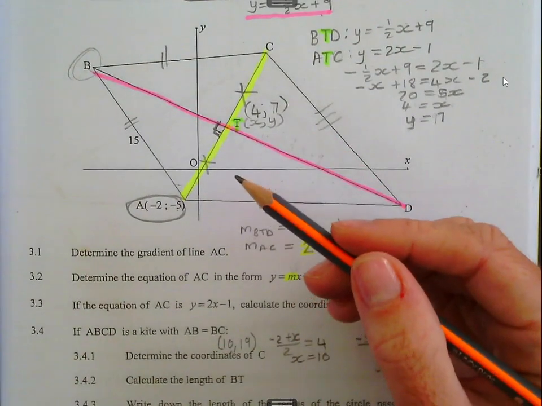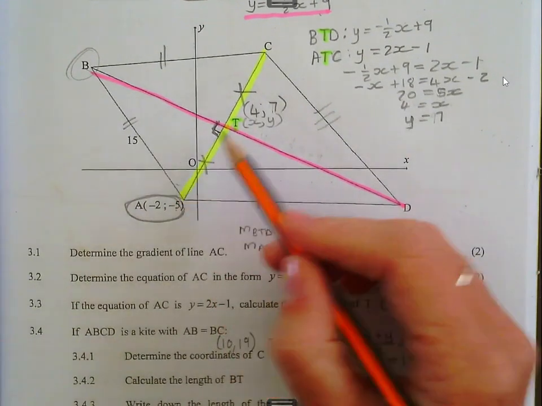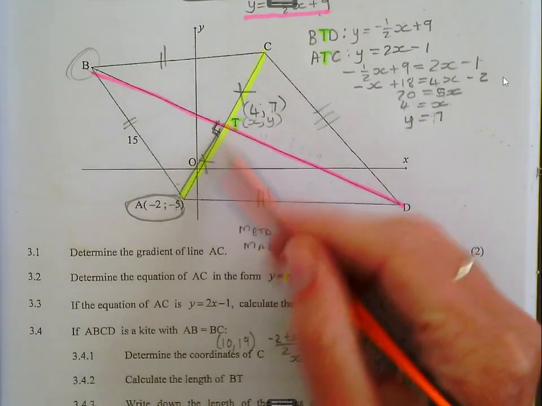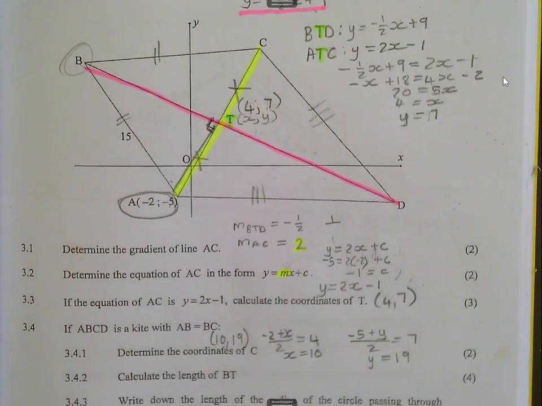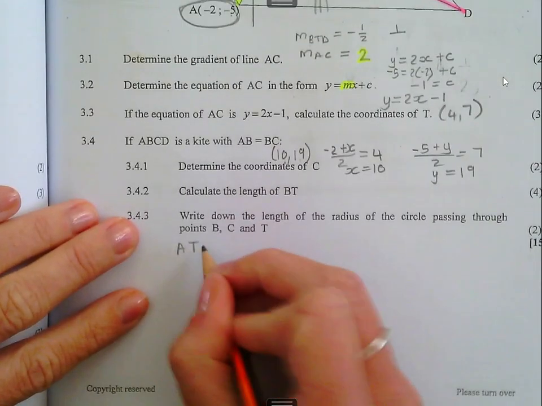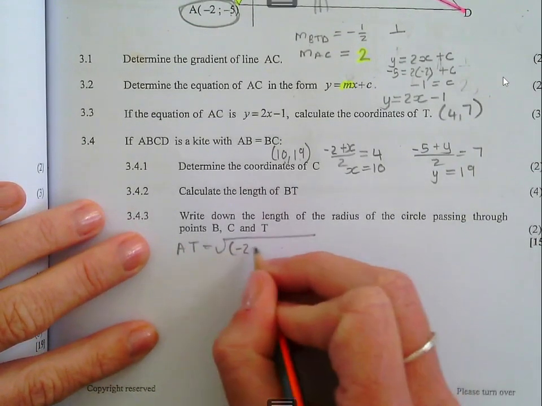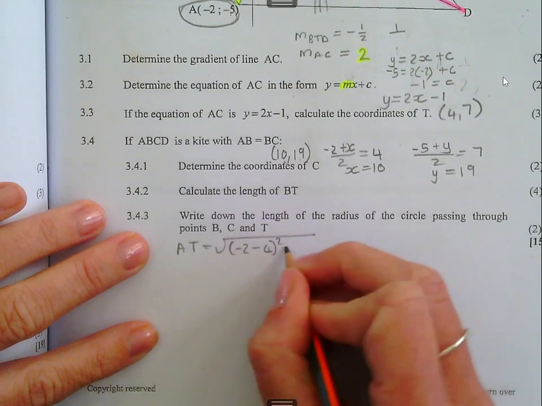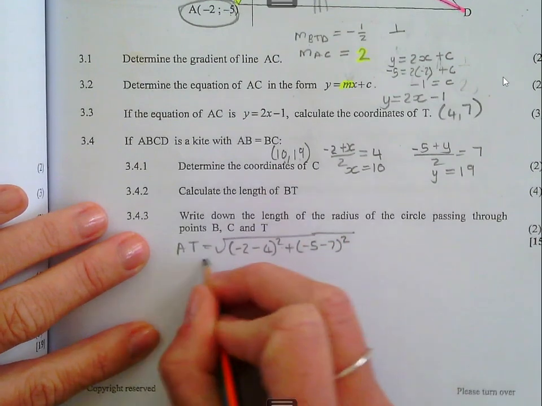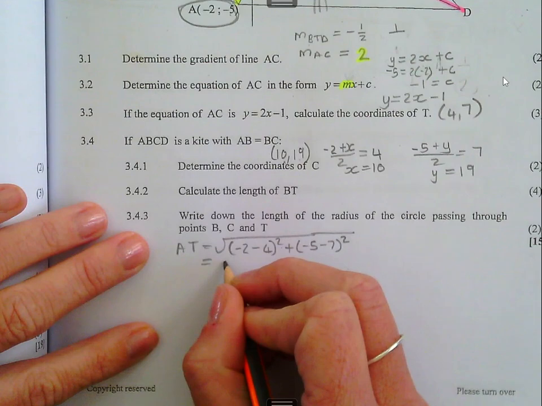But to do Pythagoras, you need two known sides and a 90 degree angle. I've got a known side and a 90 degree angle. But I can find the length of AT. Do you agree? Because I've got A, I've got T, I've got the formula. AT is going to be equal to the square root of minus 2 minus 4 squared plus minus 5 minus 7 squared. And that gives me an answer of 6 root 5. Right? 6 root 5.